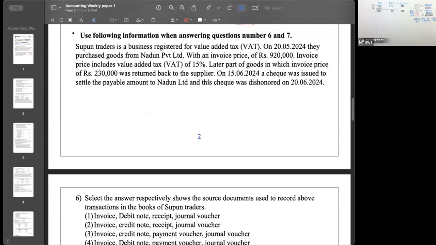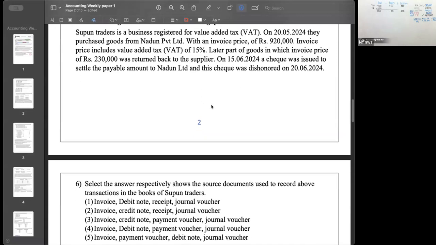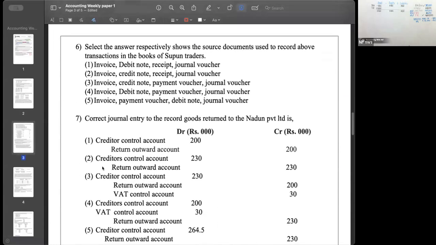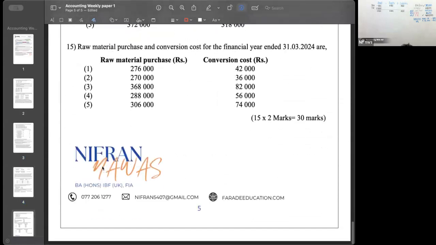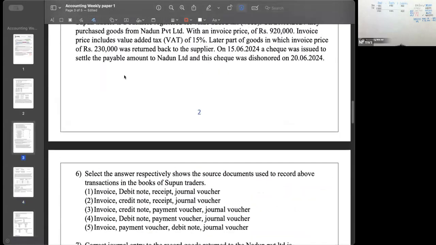Are you good with the VAT part, or do you have any issues with it, Hamda? Let me know. Right. So, guys, probably I will be finishing off the class with question number 6 and 7, and the remaining questions I will discuss next week. Okay. So, question number 6 and 7.